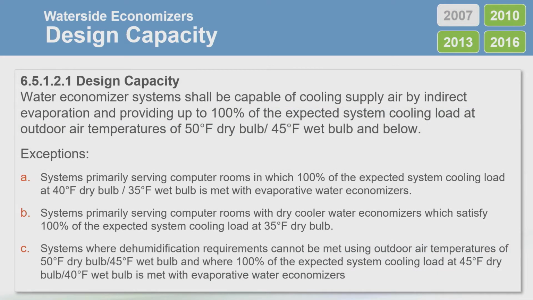Now, the 2010 and later versions add 3 new exceptions, 2 of which address computer rooms. If the system cannot satisfy the dehumidification load at 50-45, the system must meet the expected load at 45 dry bulb, 40 wet bulb. Now, the 2013 and 2016 versions are identical in practice for comfort cooling. In 2016, the word water was changed to fluid to broaden the intent to include systems with refrigerant or glycol instead of water. Also in 2016 is a new table of design temperatures for computer rooms.